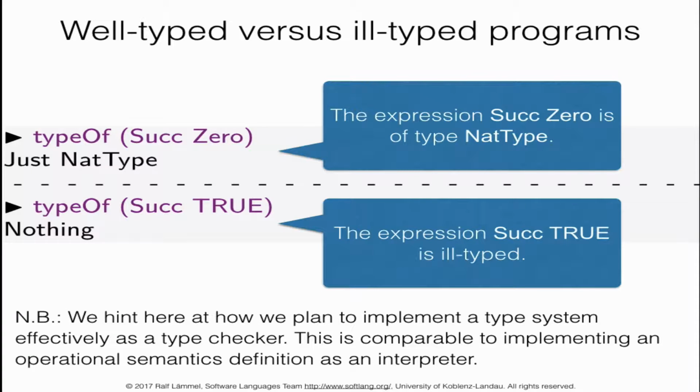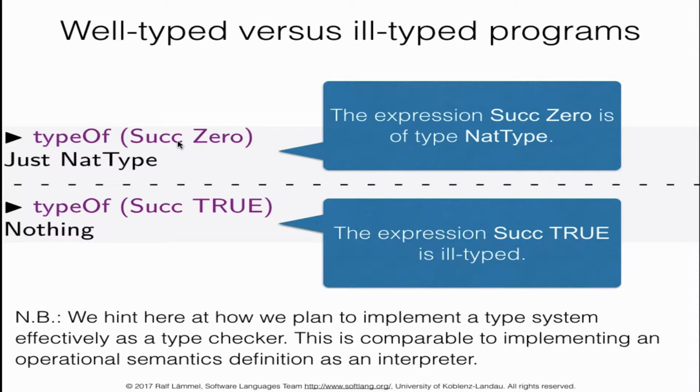So here's how we actually expect to use a type system effectively. We hint here at the fact that we might implement a type system eventually, let's say in Haskell functions. And this can be compared to implementing an operational semantics definition as an interpreter. So a type system can be implemented for the purpose of type checking. If we apply the typeof function, based on some type system rules, to the expression succ zero, it would tell us that the type of this expression is NatType.